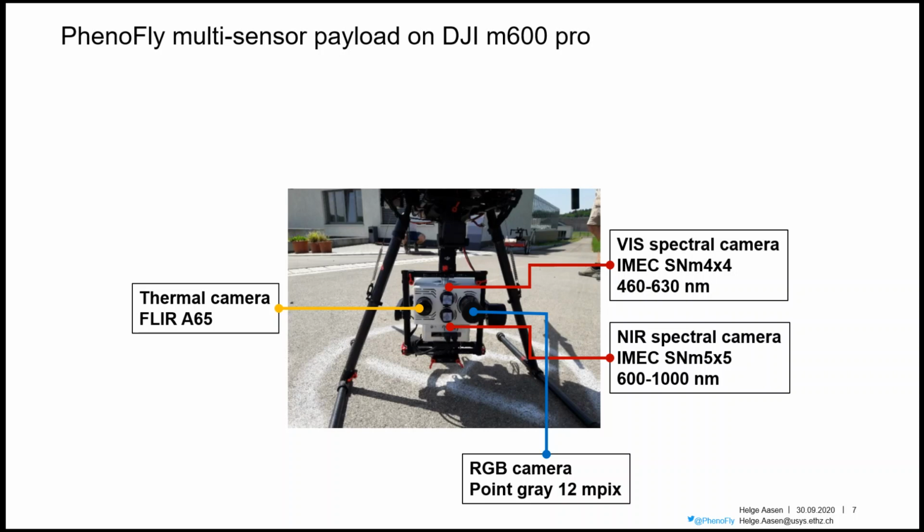Our data was collected by our self-developed multi-sensor payload, which was flown on a DJI Matrice 600. For this study, the most important component is the thermal camera, a FLIR A65, which we mounted into a housing which is temperature controlled. Besides, we also fly 2 spectral cameras and a 12 megapixel RGB camera on this payload.